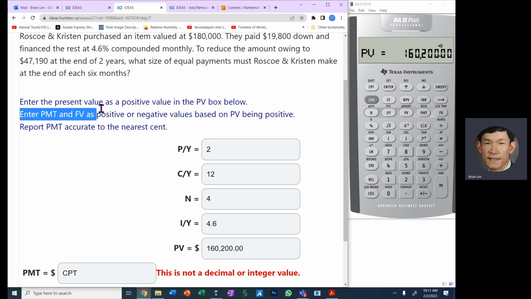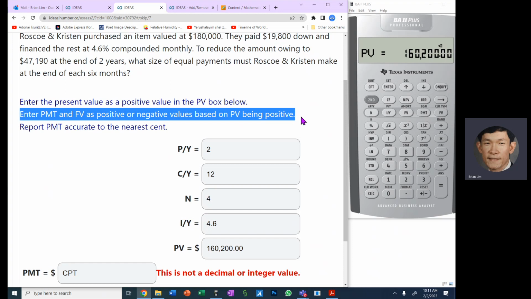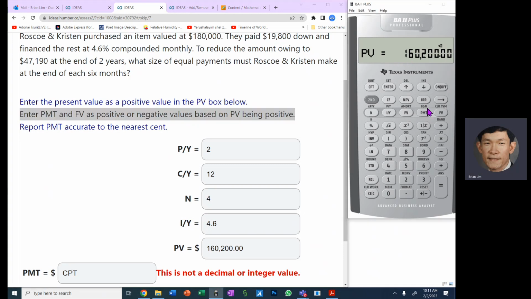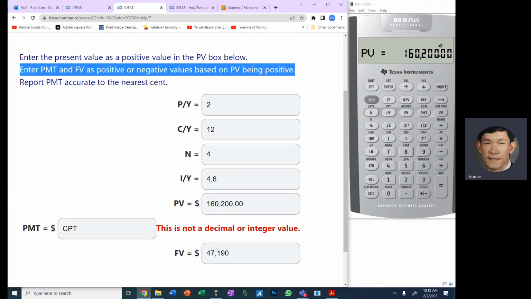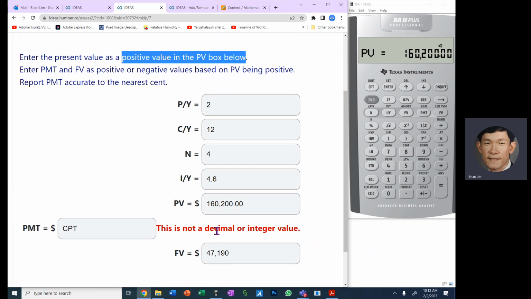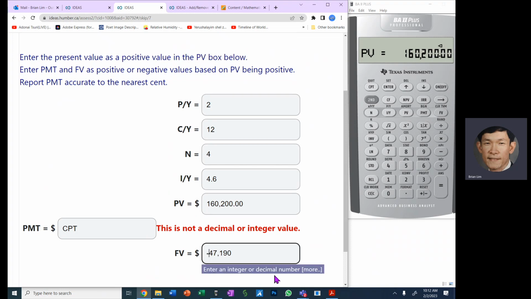And then now we must enter payment and future value as positive or negative based on the present value being positive. Now, you have to think back to when we just started with compound interest. If the present value is positive, then the future value turns out to be negative. All right. So what it's saying there is that if we declare a positive value in the present value box, then the future value would have to be negative. So be careful when you enter that value, which we will do right now.